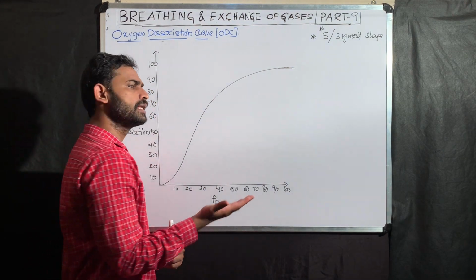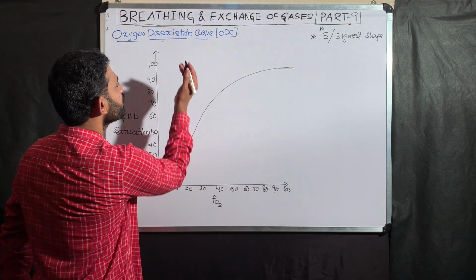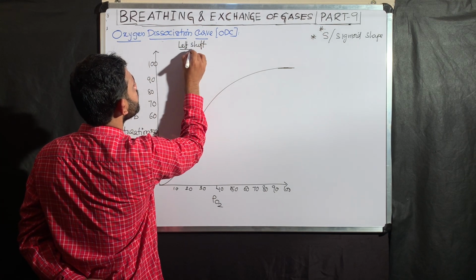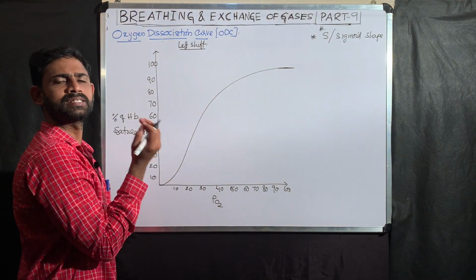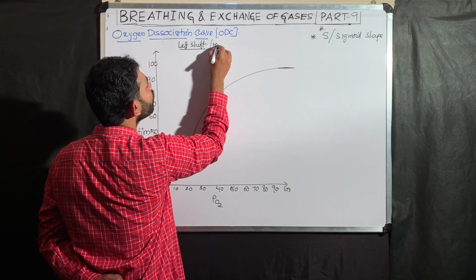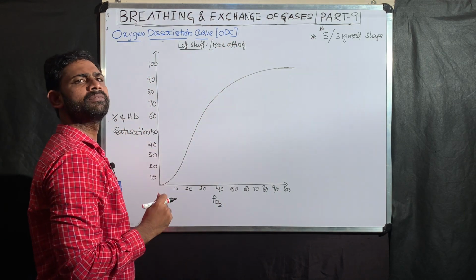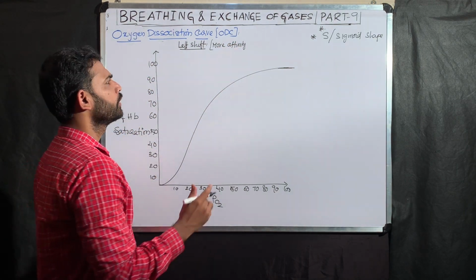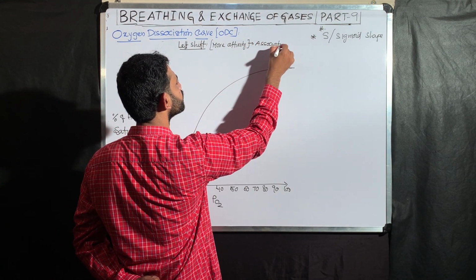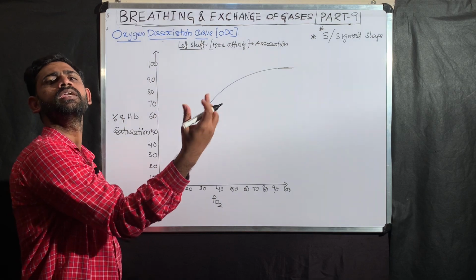What is the importance of the left shift and the right shift of the ODC? Now here I am writing the left shift. For example, the standard ODC shifted towards the left side. What is the importance of the left side, do you know? That is more affinity. More affinity between what? More affinity between the hemoglobin and oxygen. More affinity means there is more chance of association, more chance of the formation of oxyhemoglobin.